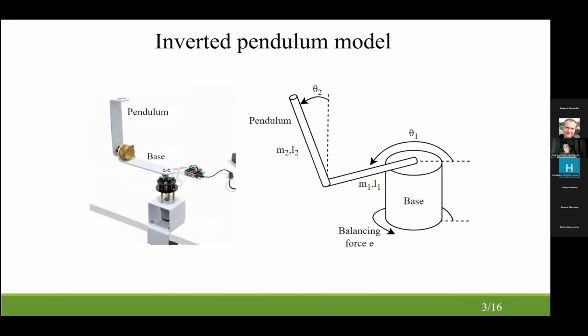On this slide, the inverted pendulum model is shown. It's a complex model often used in control and stabilization tasks. The goal of this model is to keep a rotatable pendulum arm in a vertical upright position by rotating the base to which the pendulum arm is connected via a rotatable coupling.